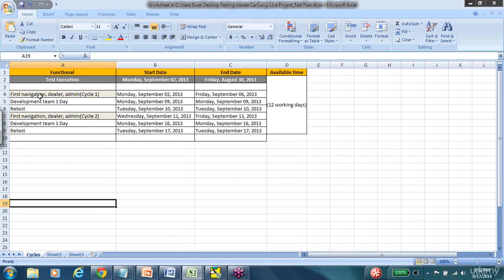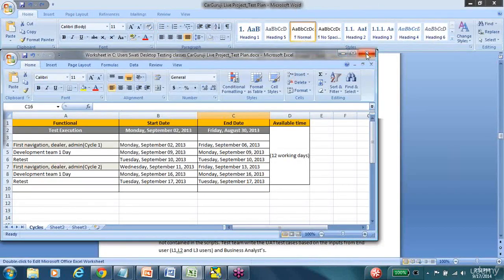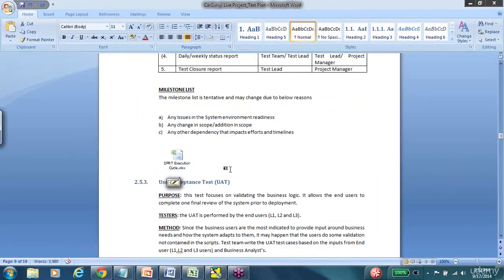So you see cycle 1 and cycle 2 are planned here. The exact dates are mentioned. When is the development day going to happen? When is the retesting going to happen? Cycle 2, when is it going to begin? When is the development going to happen, and then when is the retest day going to happen? So the exact dates and timelines are listed here. So you can list out the exact timelines for your project in the milestones section.